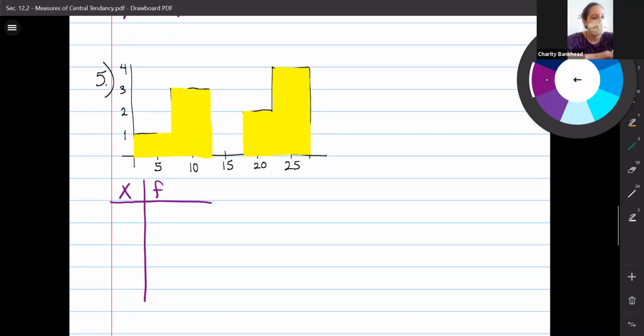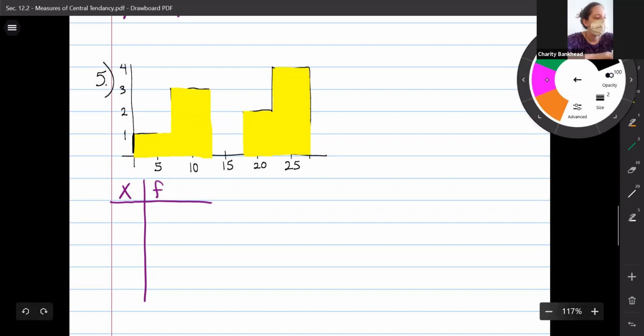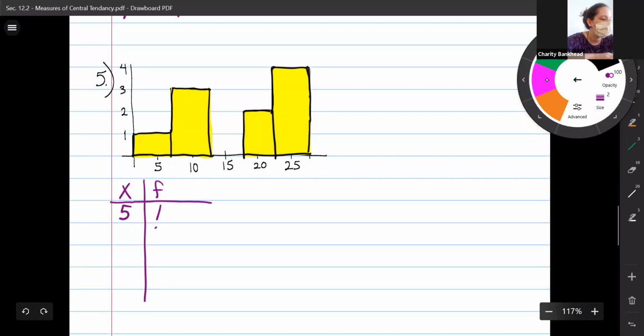All right, so that histogram is telling me that I have 1 5, 3 10s, and I really don't need to include the 15 on this just for calculation purposes. I've got 2 20s and I've got 4 25s.